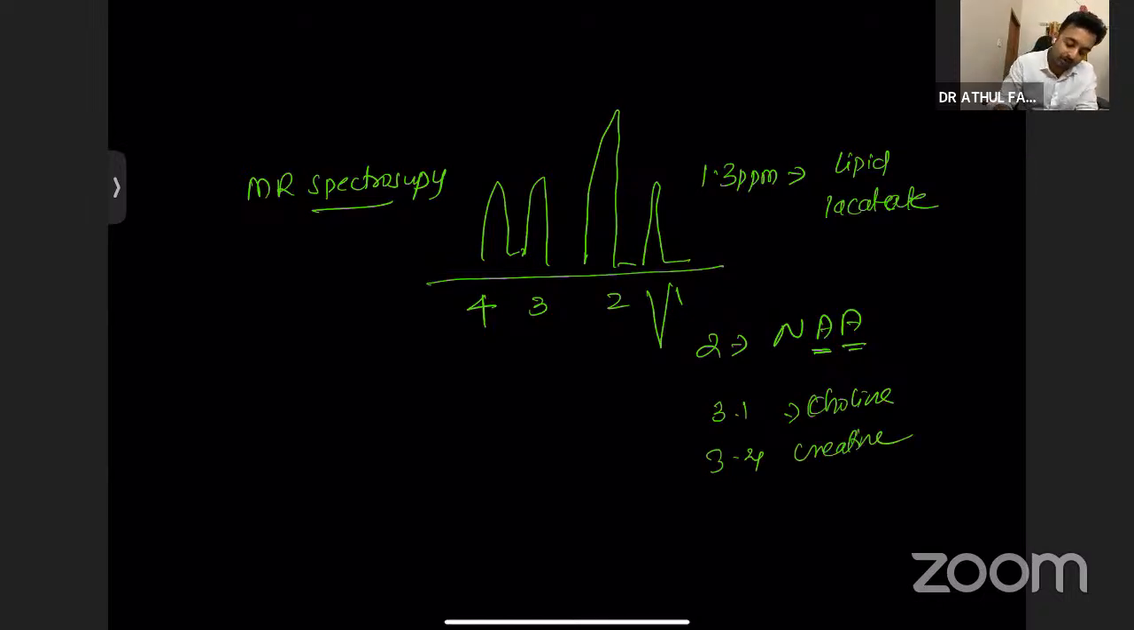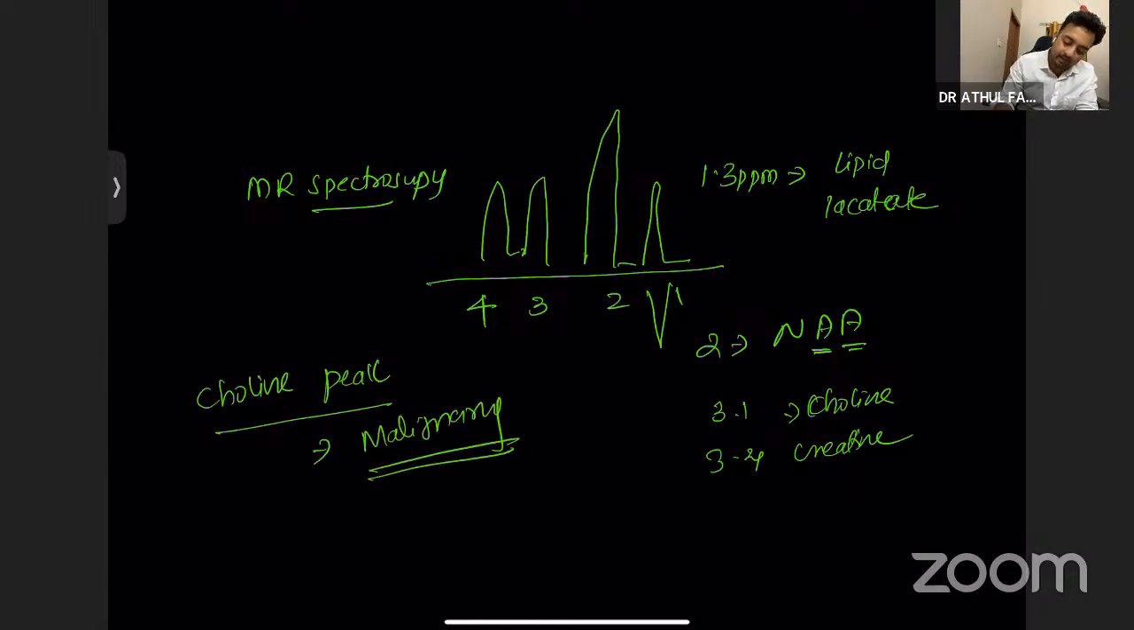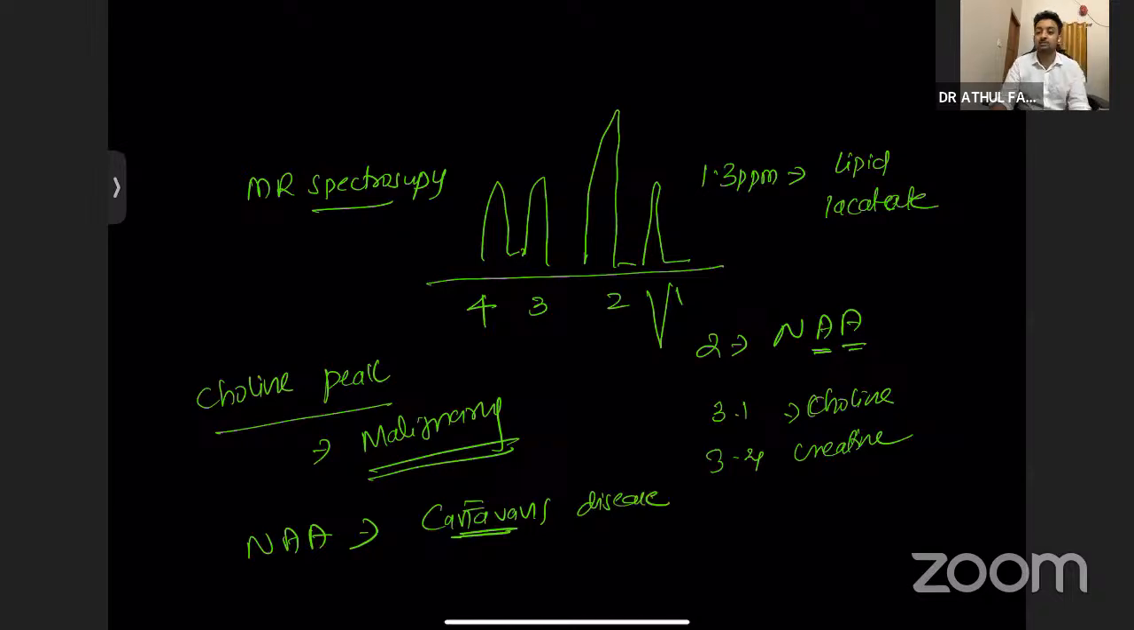You should remember choline peak is seen in malignancy. NAA peak is usually seen in normal brain, but a much elevated NAA peak can be seen in Canavan's disease. So these are all the previous questions that have been asked about MR spectroscopy.